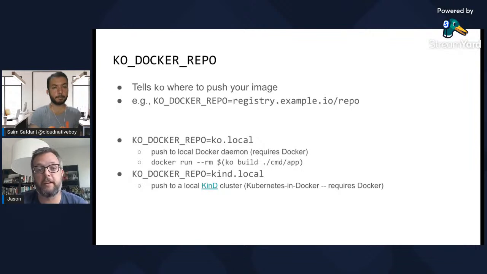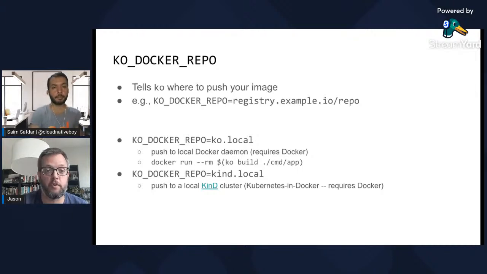There are a couple of special values for this, which are useful, I think, for a lot of local testing, especially. One is ko.local. If you set it to ko.local, it will push to your local Docker daemon. This requires that Docker is running. So you can do docker run and then ko build this image just as one little bash one-liner. You can also do kind.local if you have a kind cluster to set up a Kubernetes and Docker cluster.